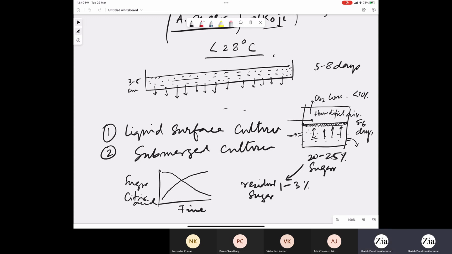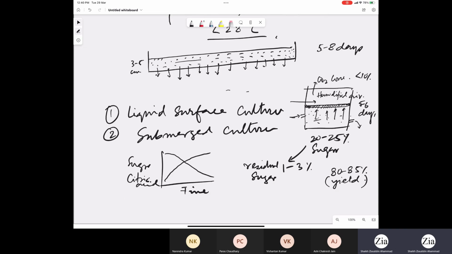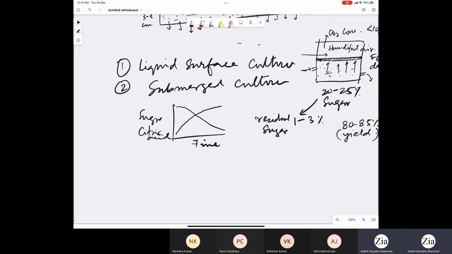And in this process, you can actually get a reasonable amount of yield, about 80 to 85% yield. So this yield is actually calculated based on the initial carbohydrate you have used in the system and the amount of citric acid you have obtained after fermentation. So it is one of the common methods, but the only problem is that the stability of the mat is not very easy to maintain.